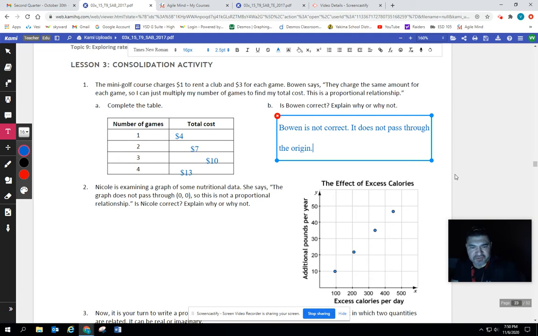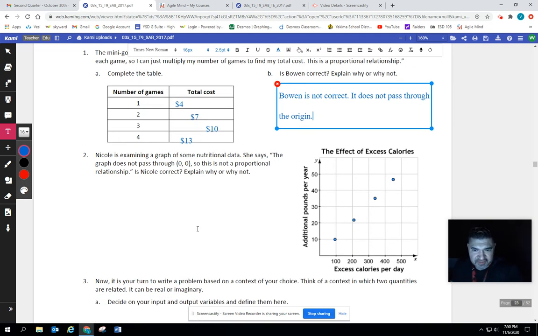All right, let's take a look at number 2. Nicole is examining a graph of some nutritional data. She says the graph does not pass through 0, 0. So this is not a proportional relationship. Is Nicole correct? Explain why or why not. Well, let's see. If we have our graph here, is it going to pass through the origin? It looks like it will.